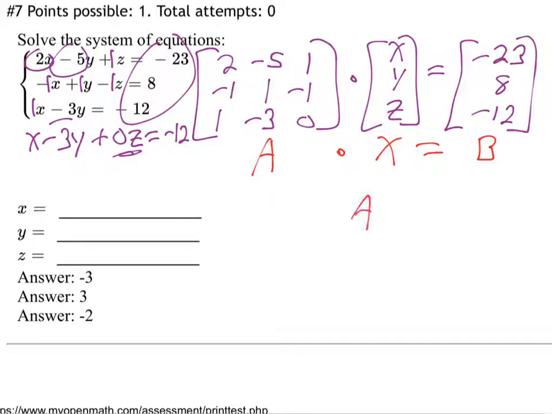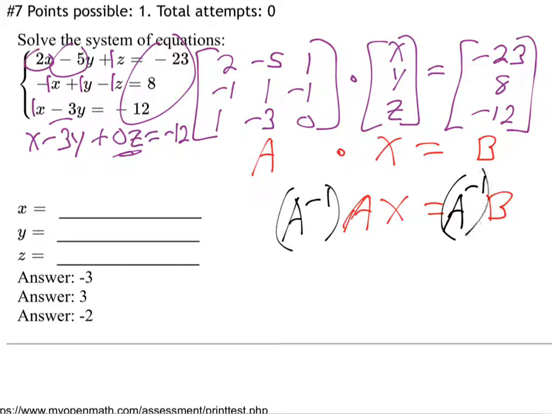So we have matrix A times matrix X is matrix B. How do we get X alone? How do we solve for X? We multiply on the left, on both sides, A inverse, don't we? That's how we divide. We multiply by the inverse. And that cancels out and gets X alone.